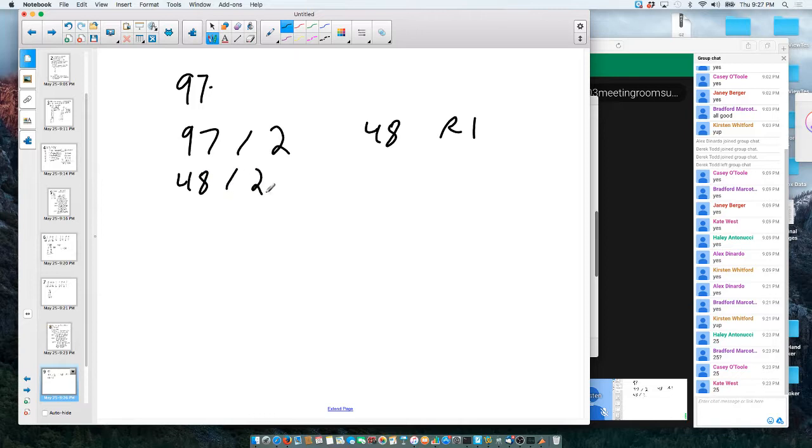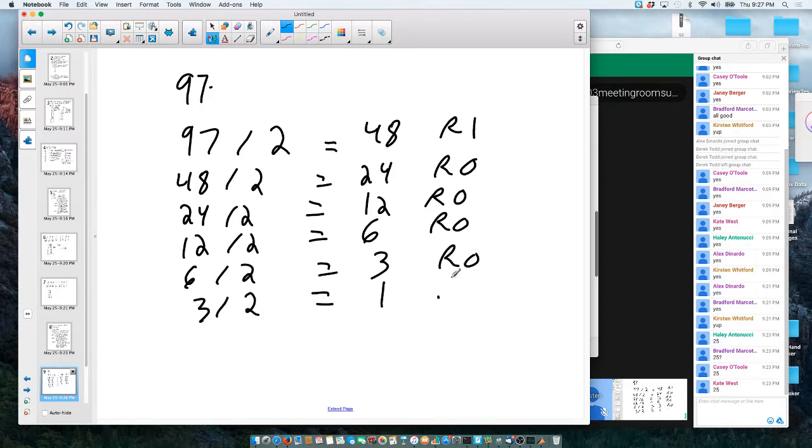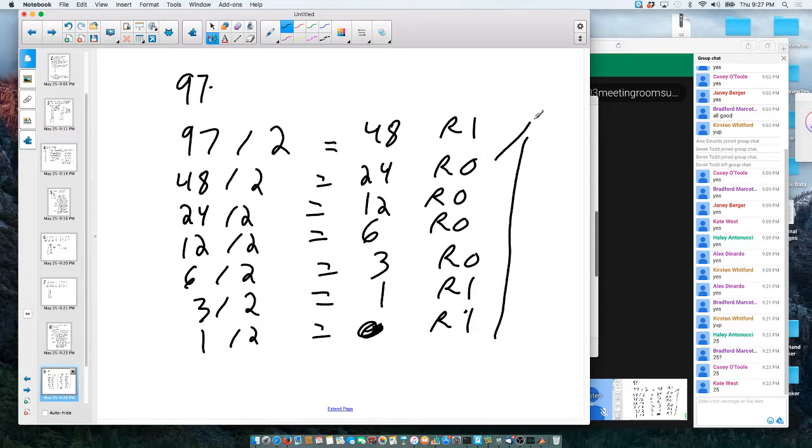48 divided by 2 is 24, remainder 0. 24 divided by 2 is 12, remainder 0. Keep going until your quotient is 0. 12 divided by 2 is 6, remainder 0. See what I mean by slow? It's a lot of divisions. 6 divided by 2 is 3, remainder 0. 3 divided by 2 is 1, remainder 1. 1 divided by 2 is 0, remainder 1. Okay? This is your binary number. 1, 1, 4 zeros, 1.